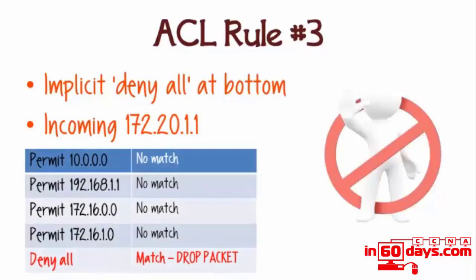So we've got incoming traffic from 172.20.1.1. You go through this access list, it doesn't match any of the rules on the access list. Now, as a safety precaution, this implicit denial says, well, you haven't told me to permit this traffic, so I'm going to deny it.